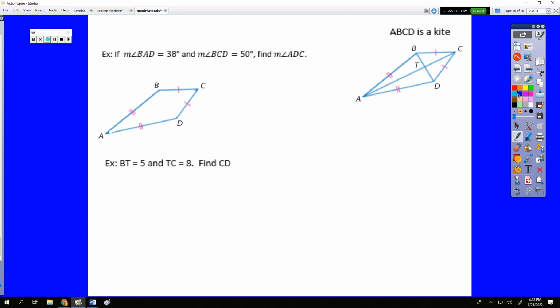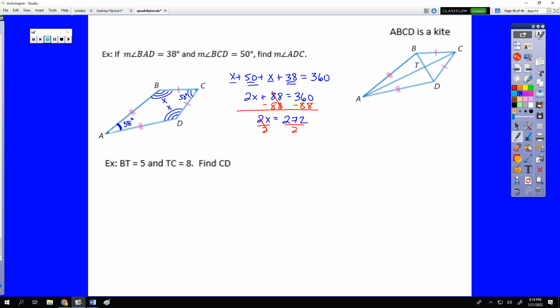We need to consider the picture without the diagonals because the measure of angle BAD, that's this angle down here, is 38 degrees. And the measure of angle BCD, that's this angle up here, that is 50 degrees. Now those are also the endpoints of the long diagonal, which means the remaining two angles are the same angle. We don't know what that measurement is, so let's call it X. Once again, if we add up the four angles of any quadrilateral, any kite, they must add up to 360 degrees. Combine like terms, 2x plus 88 equals 360. Subtract 88 from each side of the equation. Gives us 2x equals 272. Divide by 2. And we get that x, which is equal to the measure of angle ADC, is what?